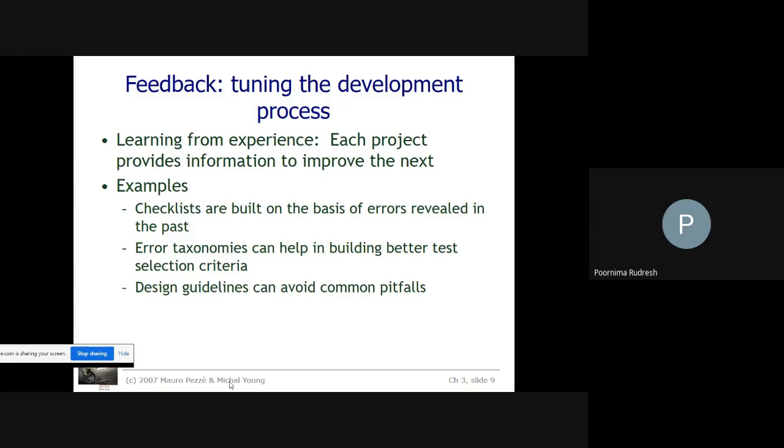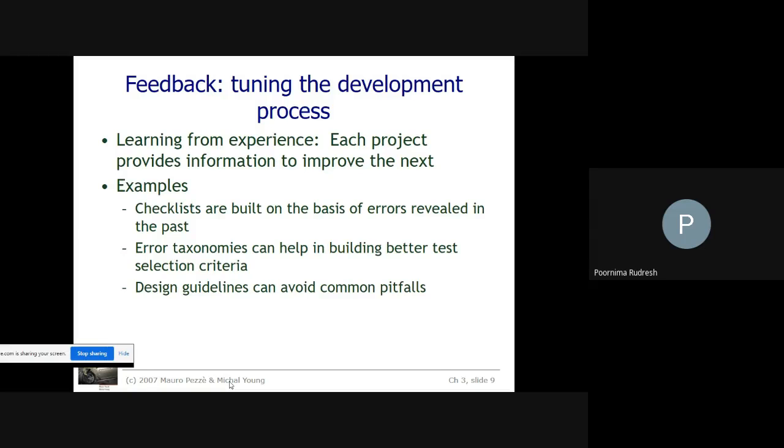Whenever the customers or the testers give feedback, or whenever the testers test the system, they make use of checklists to check the developed system. Then how are the checklists built? The checklists are built from past experience, on the basis of errors revealed in the past.